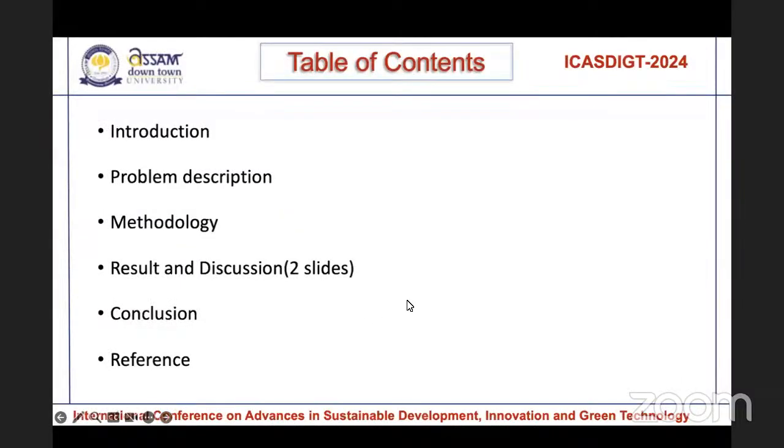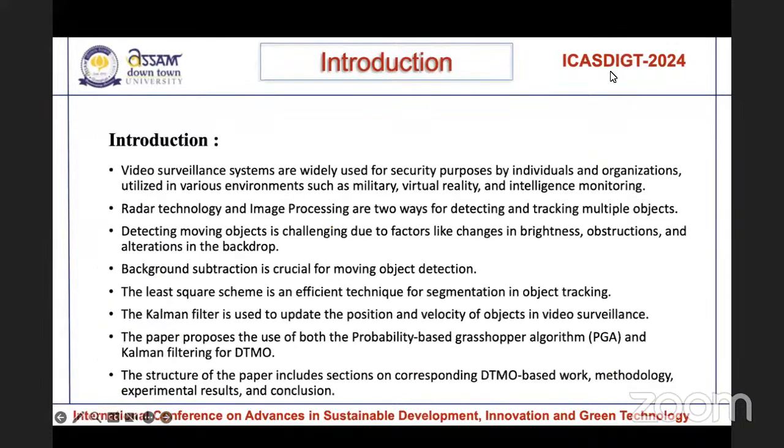Conclusion, and the reference. So starting with the introduction, just give me a second.